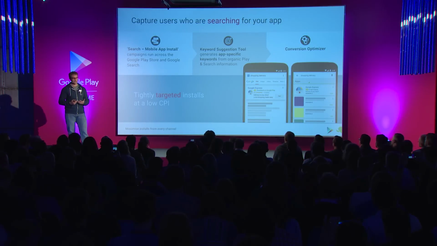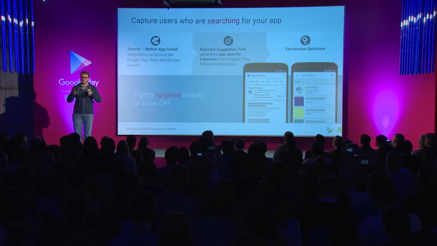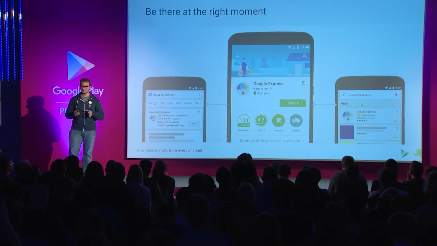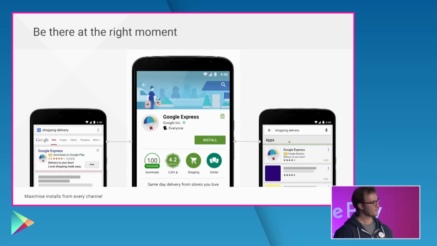All you have to do is go into the AdWords interface, create a search campaign, set it up with a few keywords, and if you're stuck for keywords, there's a keyword suggestion tool, and run Conversion Optimizer. Conversion Optimizer optimizes towards the target CPI that you choose. Your ads will then show across Google.com and the Play Store, driving people to actually install your app. It's a very simple campaign structure, and the performance, once again, has been fantastic.